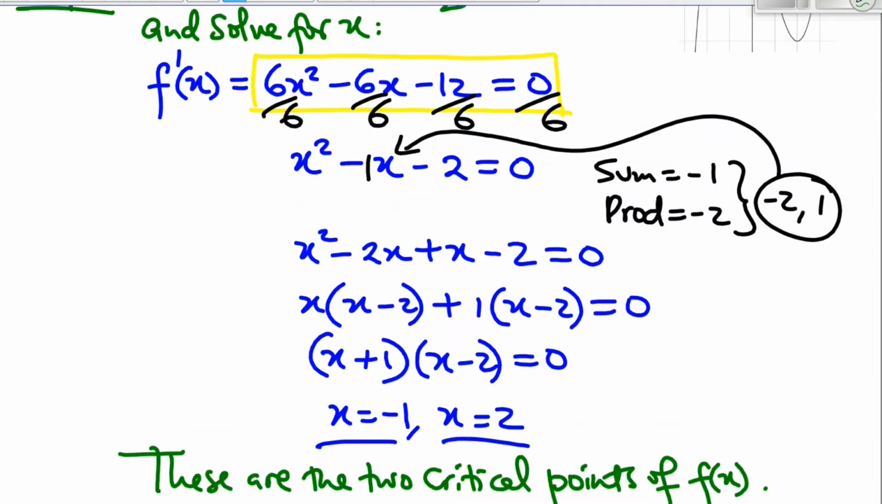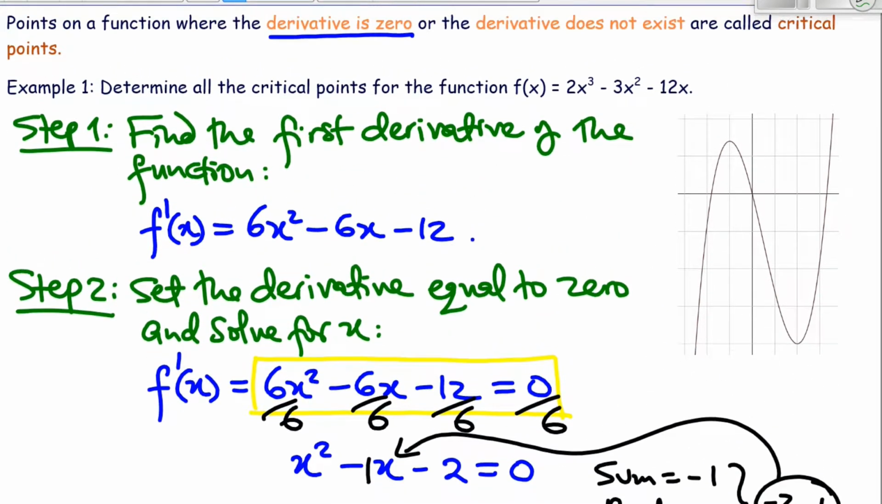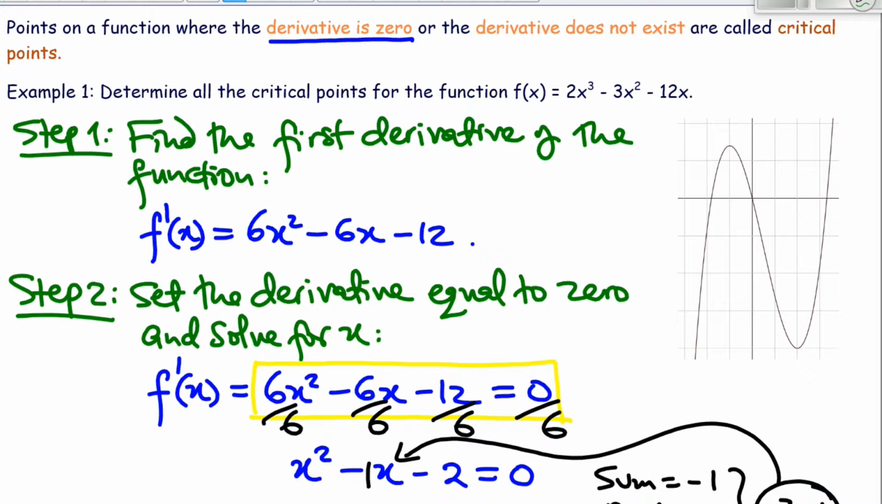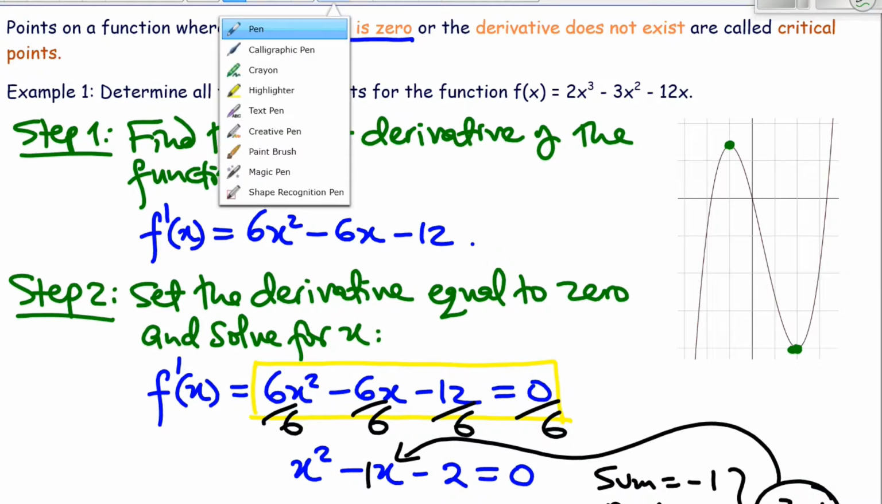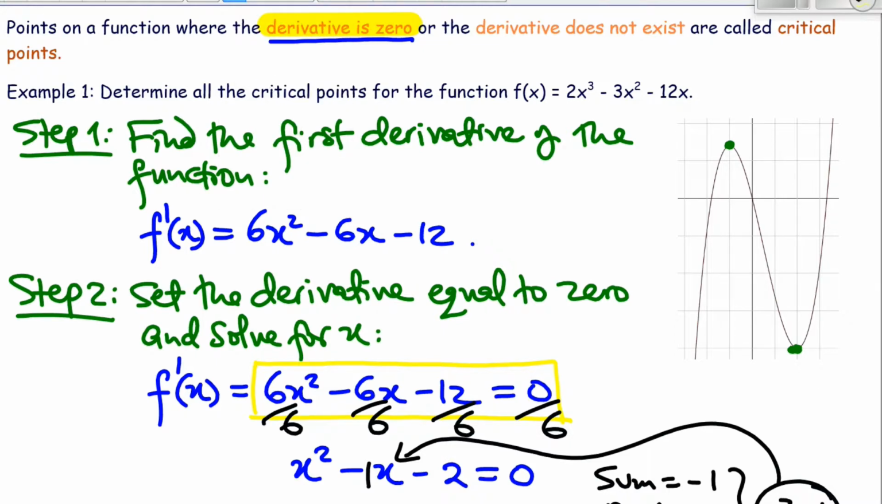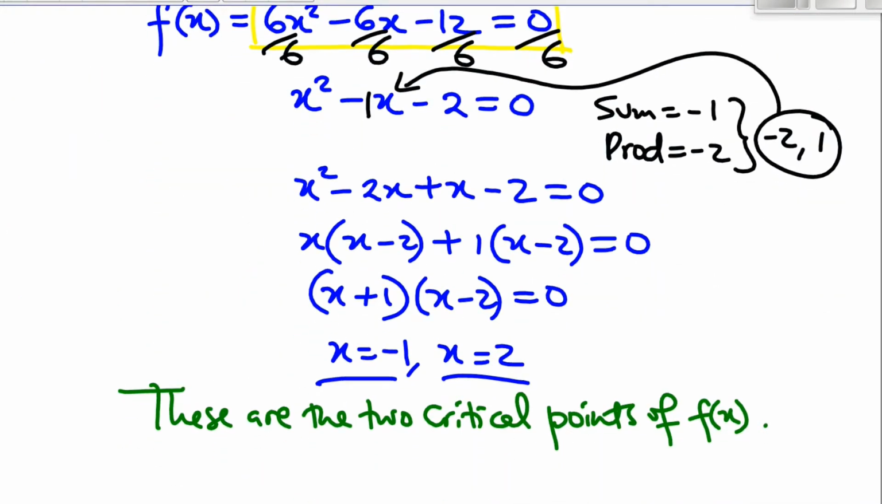We can visualize this if you observe the graph that we have here. This point and this point here are the two critical points because the derivative is equal to 0. You can see the derivative at this point is equal to 0. And this is when x is equal to -1 and when x is equal to 2. Those are the points that we have below here.